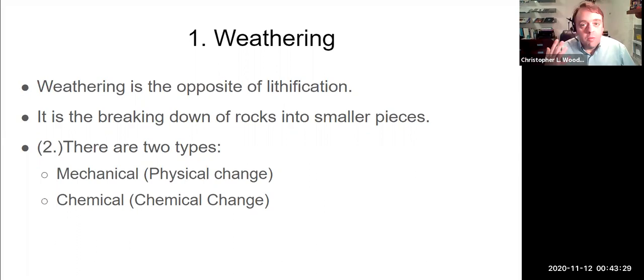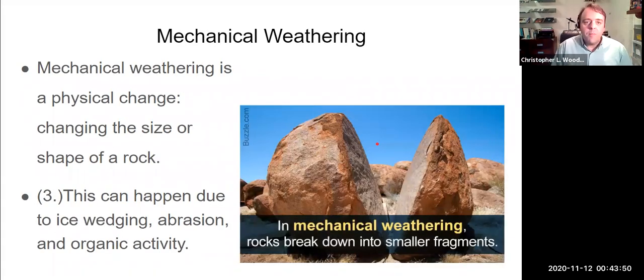And there's two types. There's mechanical weathering, which is a physical change. You're not changing the rock chemically, you're only making it smaller. And then chemical weathering, which is a chemical change. You're breaking it down into smaller pieces through chemistry. So we'll start with mechanical weathering. Again, it's a physical change in the shape or size of a rock. And the major agents of mechanical weathering are ice wedging, abrasion, and organic activity.